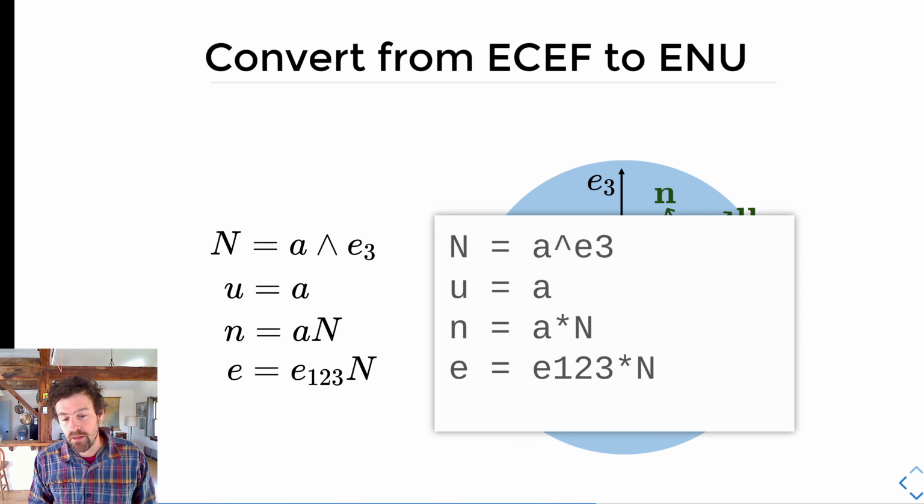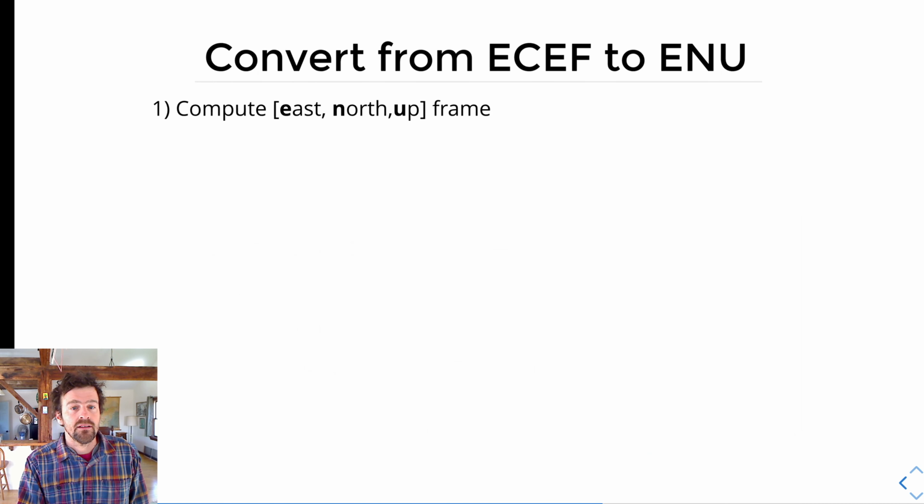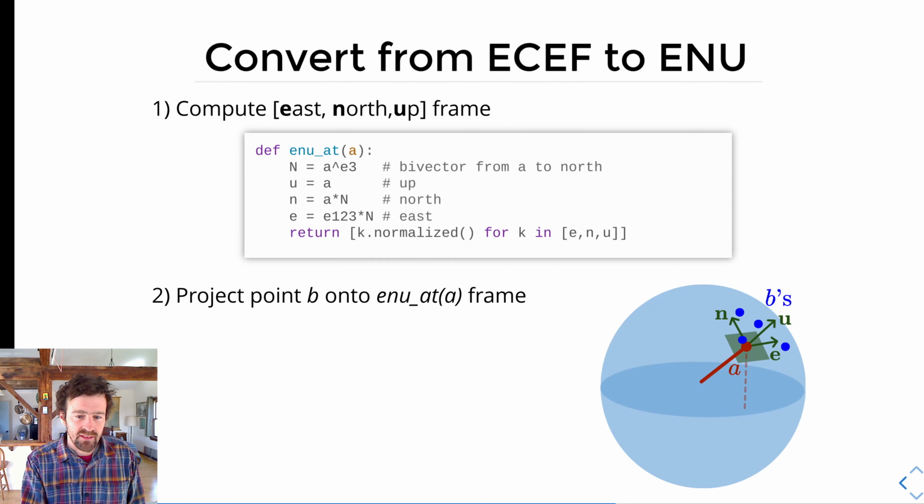Now this is the code that implements that in Kingdon. So it's pretty one-to-one, which is really nice. All right, so we're going to put this into a function. We're going to compute the east, north, up frame at some tangent point A. And here's the code I just showed you. It's the same thing. We're just going to return a normalized triplet.